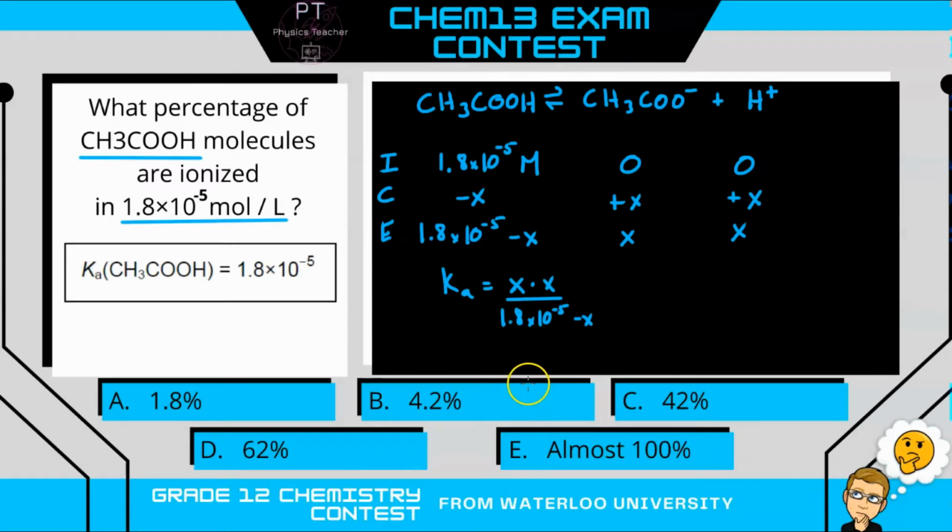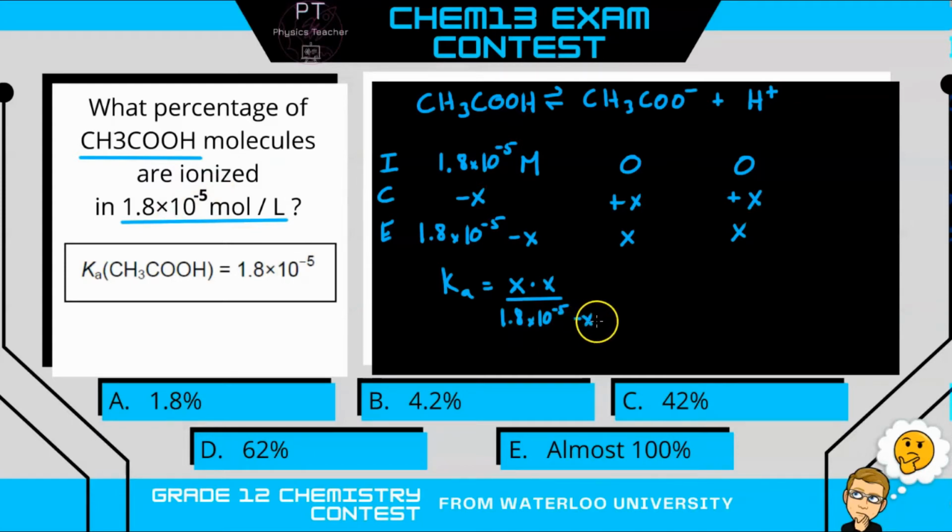In most questions in, say, a textbook, you might have, for example, 1 mole per liter of acetic acid. And therefore you say that x is incredibly small compared to 1, and so you cross it out. If you were to do that here, you would end up calculating your answer as almost 100%, which is what a lot of students did. In this case, this number is so small, we can't ignore this minus x.